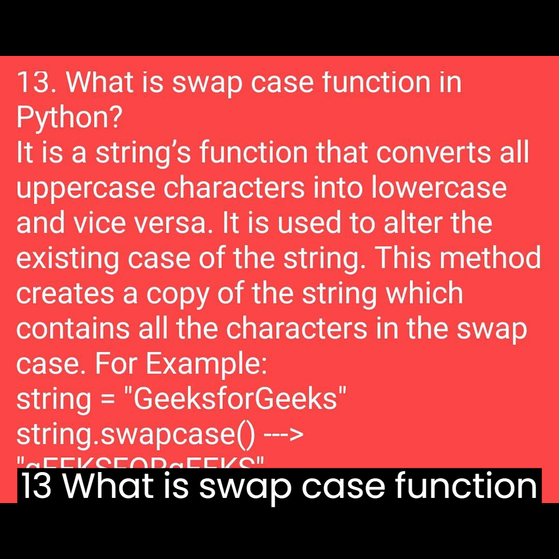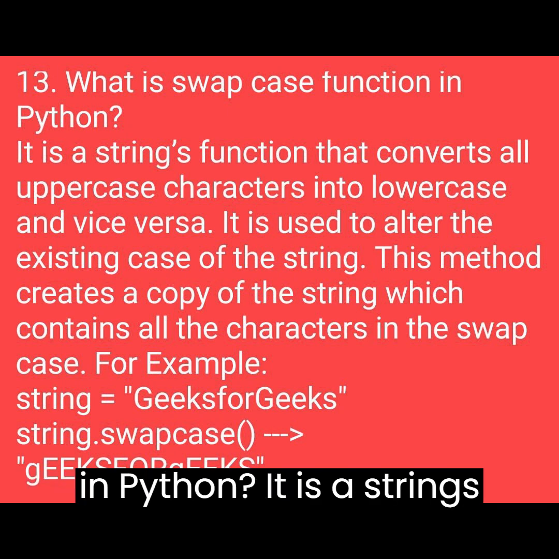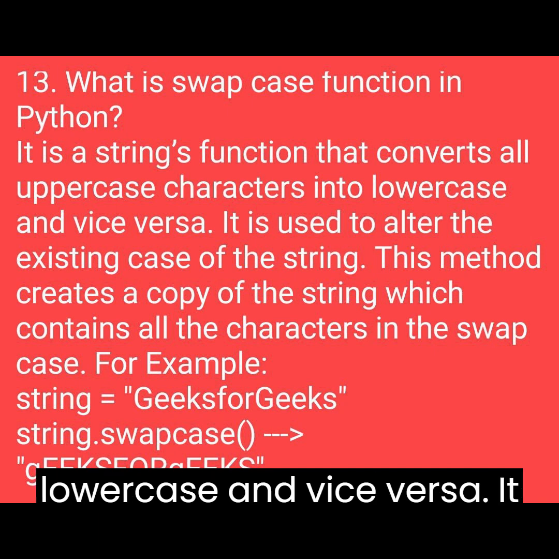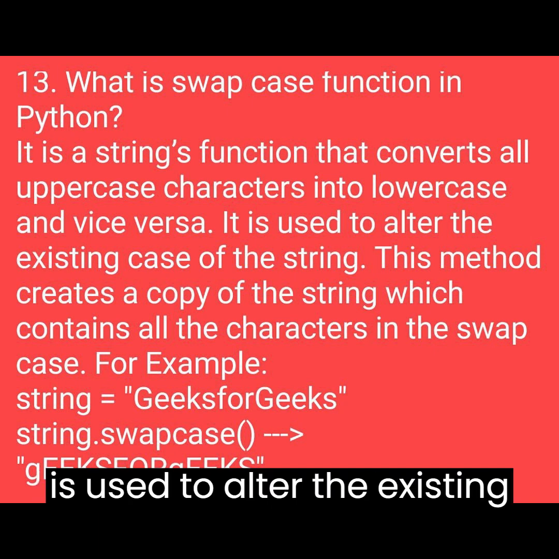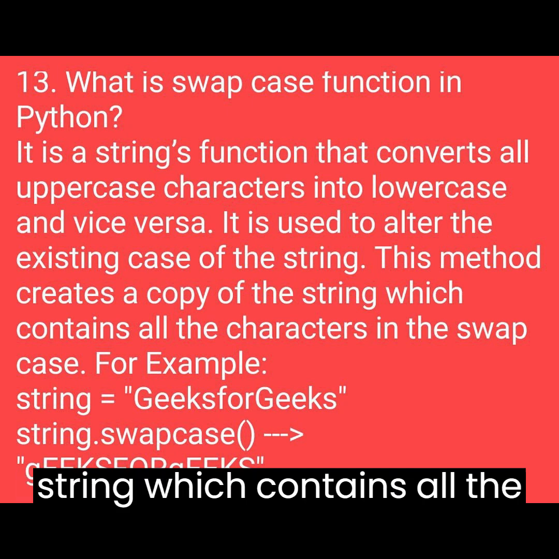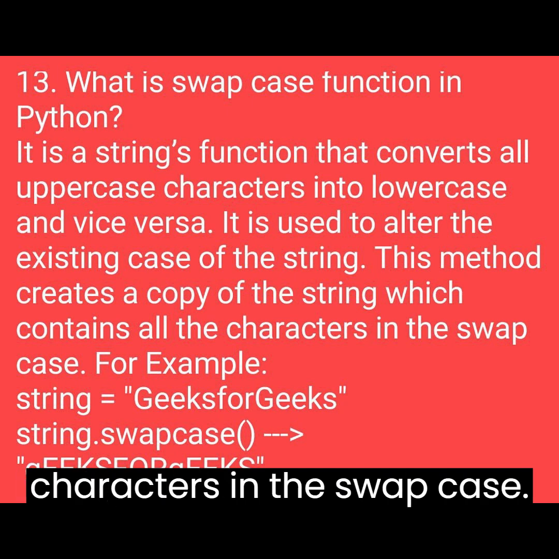13. What is swapcase function in Python? It is a string function that converts all uppercase characters into lowercase and vice versa. It is used to alter the existing case of the string. This method creates a copy of the string which contains all the characters in the swapped case.